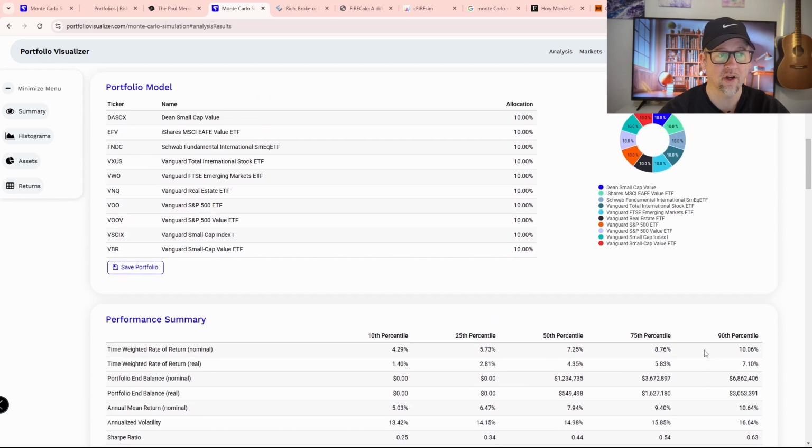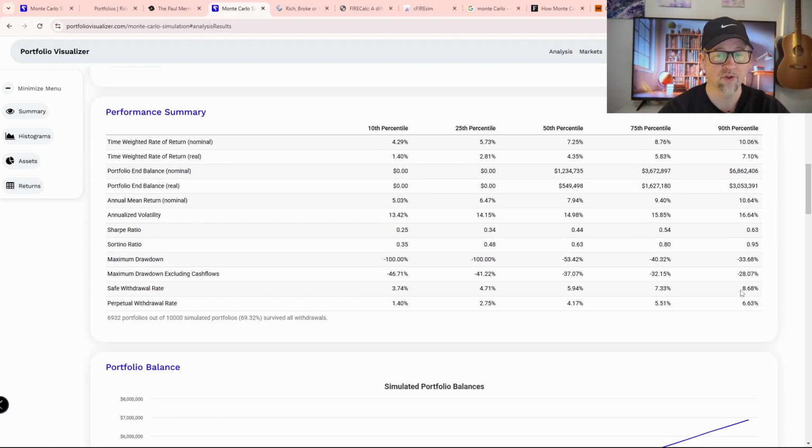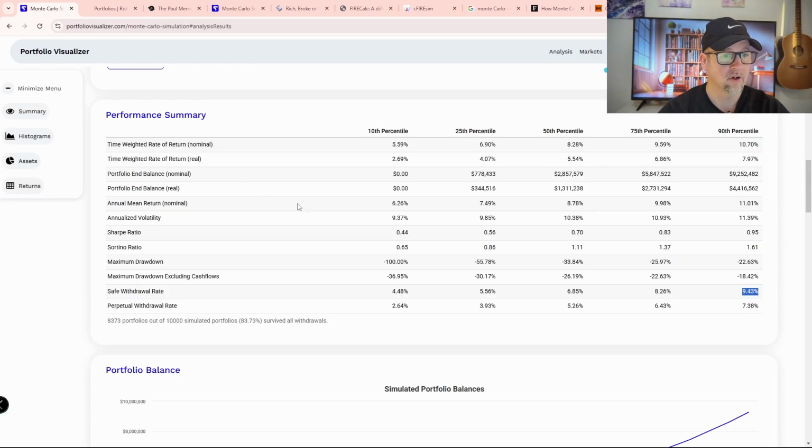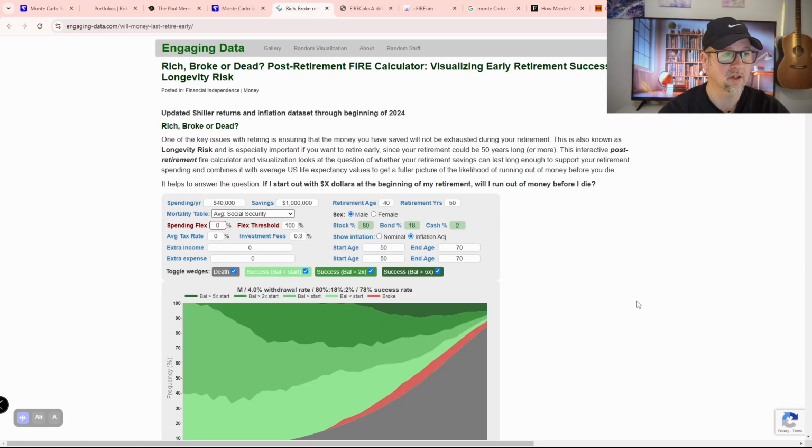So it's showing us that a very well diversified portfolio, even with 10% in each one of these, is going to reduce our safe withdrawal and our perpetual withdrawal. So that safe was 8.6, and we're going to go over here, and then safe was 9.43. So okay, now we're going to keep going on.